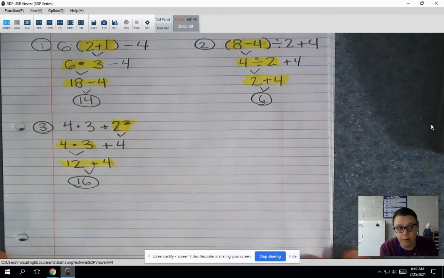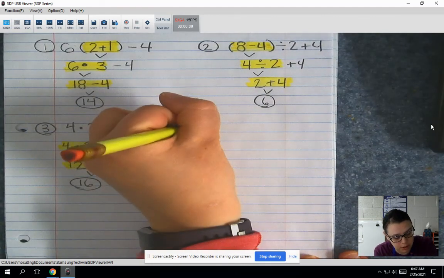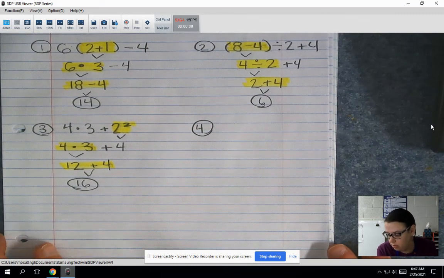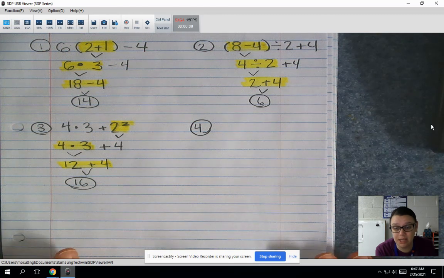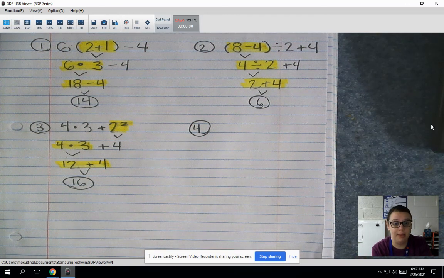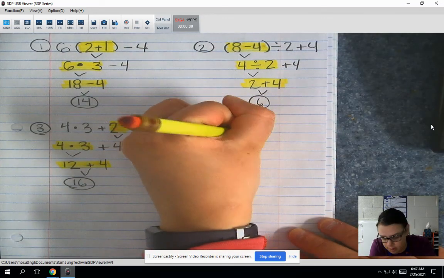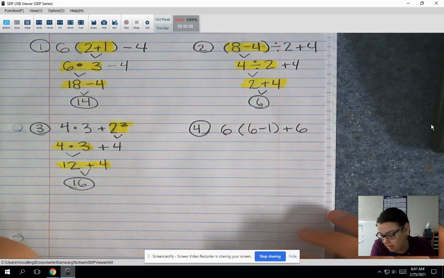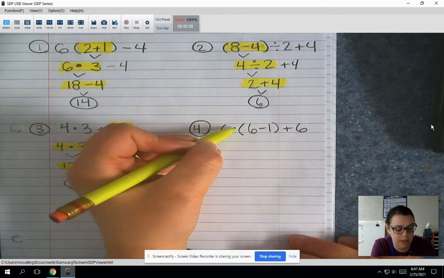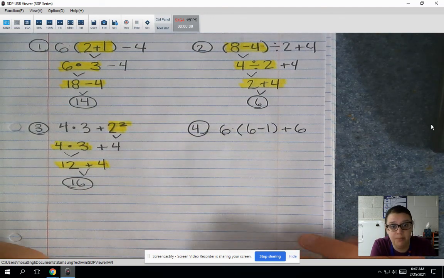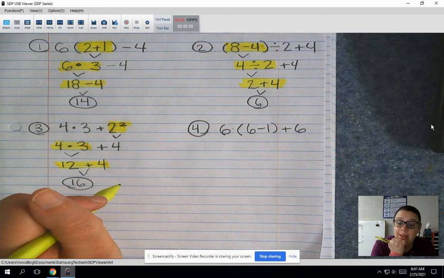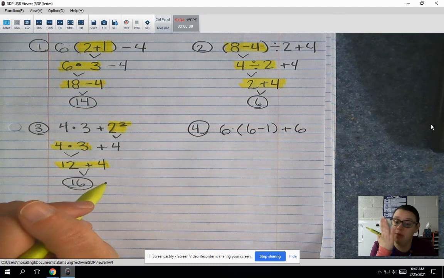Okay, so number 4, I am going to write it down. And then I'm going to have you pause me and try it on your own. And then I'll talk you back through it so we can make sure that you're on the right track. So 6 parentheses 6 minus 1 plus 6. That's a lot of 6's. Okay. We know that there is a times sign in there. All right, so please pause me. Take your time. Highlight one step at a time, and we'll look at it together in a minute. So pause.